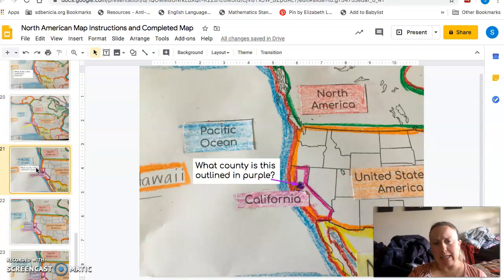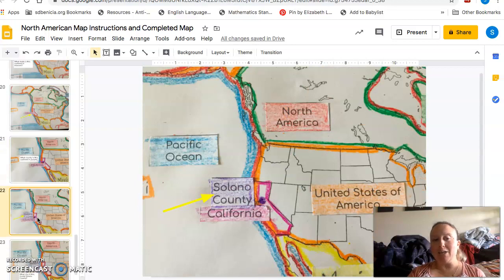What county is this outlined in purple? A county is a smaller area located within a state. So they want to know what county is this one. I'll give you a hint. It's our county. Now, that's a lot bigger of a dot than what our county actually is. But when you're trying to use a map, it's very difficult to narrow down that far. So I just don't want you to think that's absolutely correct. It's just in that general location of the Bay Area. That county is Solano County.